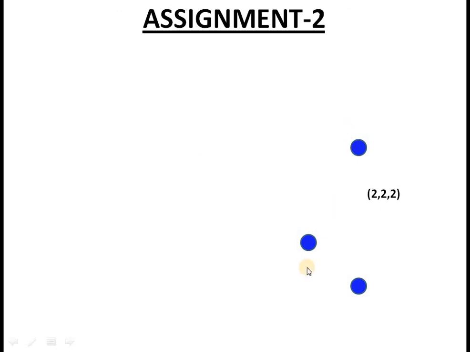And here is another question. You can see there are three particles, point masses, located in such a way that their center of mass is at the point 2, 2, 2 in the XYZ space. Three particles are there, and for this three-particle system, the center of mass is at 2, 2, 2. Now see what the problem asks.